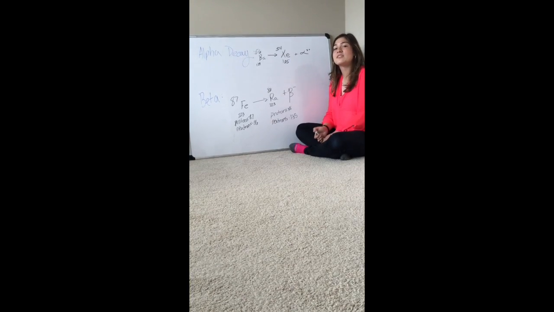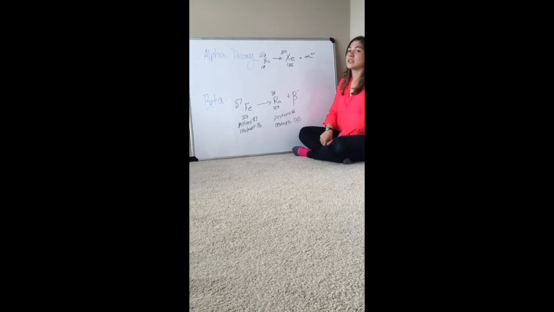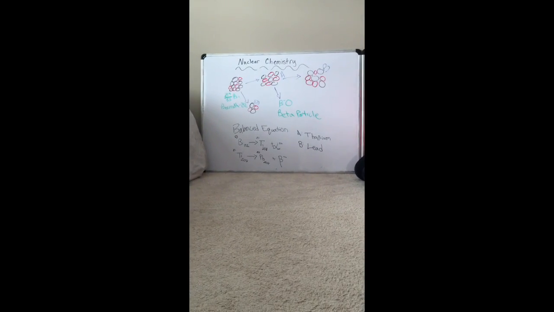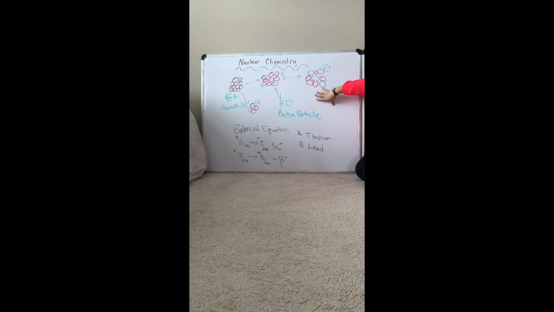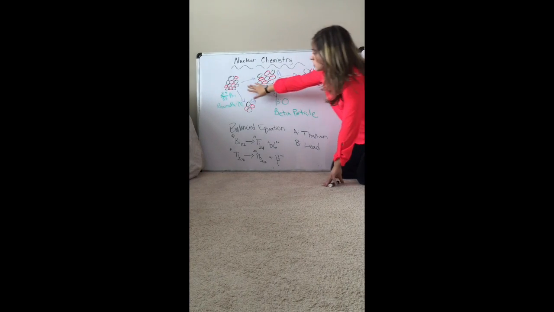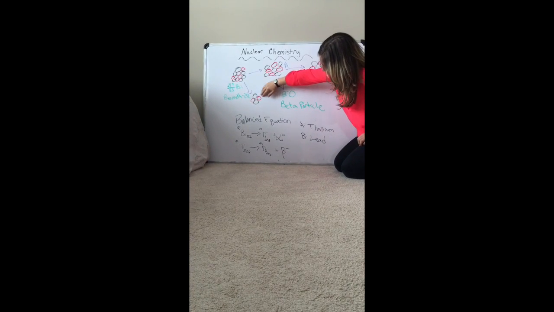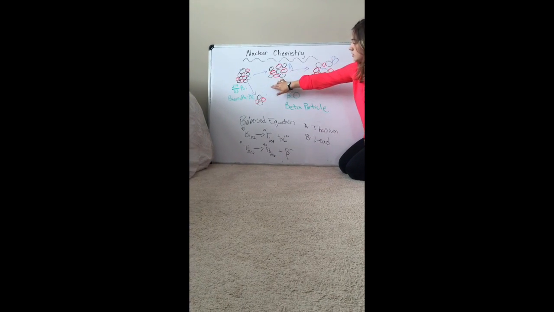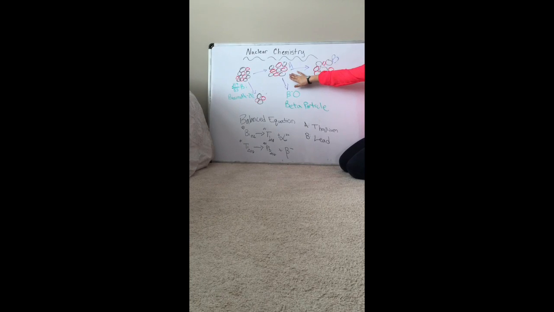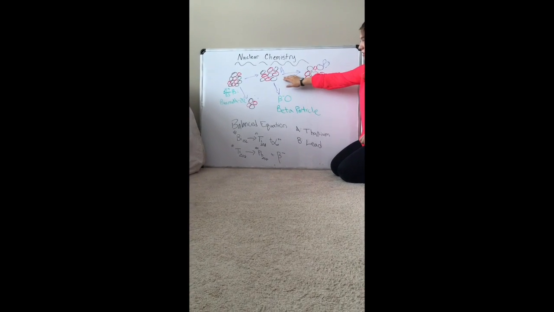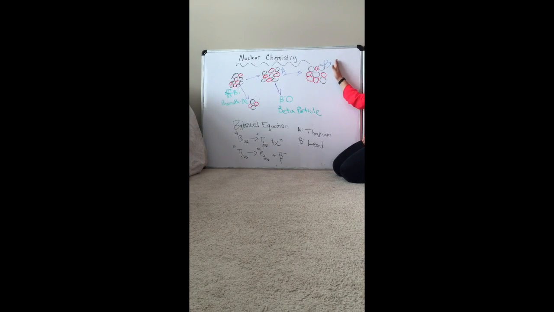Now we're going to move on to a more complex problem, a 2-step beta and alpha decay problem. Here's an example of a 2-step problem. You have your original element that's going to have an alpha decay. This is your alpha decay right here. That's going to give you your A element, because they're not giving it to you. Then it's going to have a beta decay, which is then going to give you your B element.